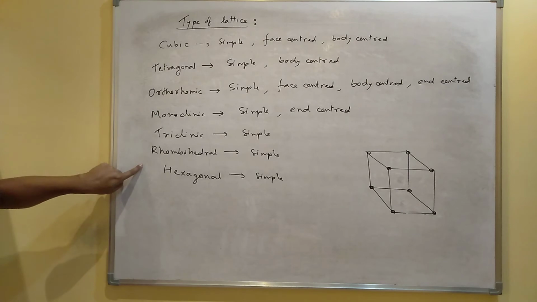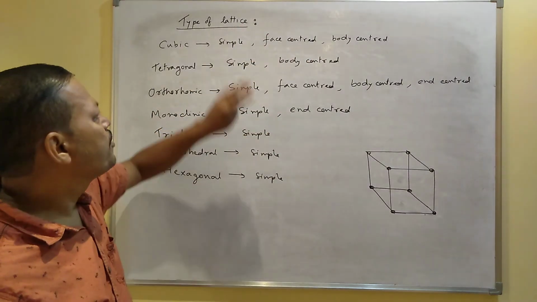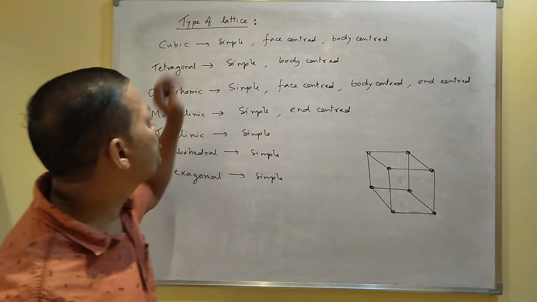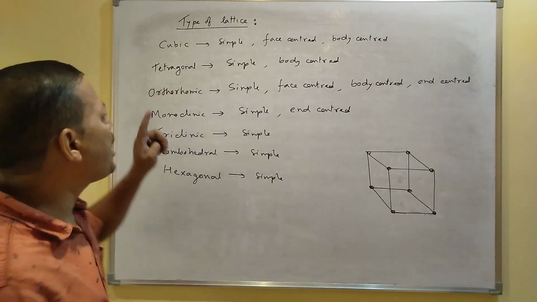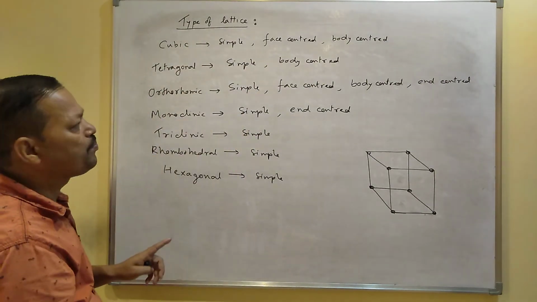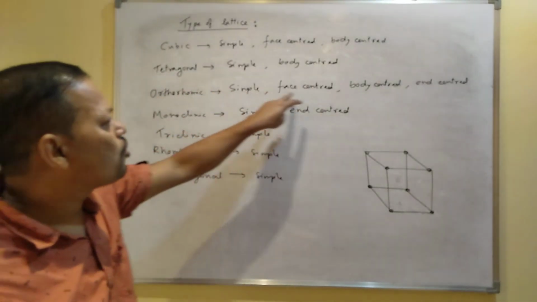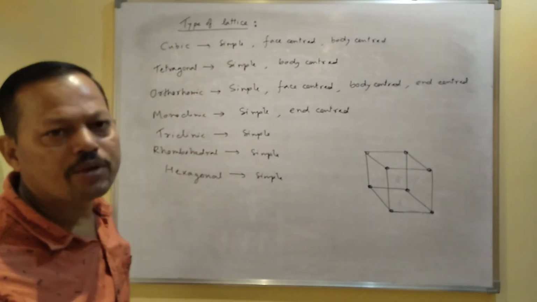These 7 types of unit cell can produce these types of lattices. Maybe simple cubic lattice, maybe face centered cubic lattice, maybe body centered cubic lattice, simple tetragonal lattice, body centered tetragonal lattice. I mean not every crystal system can produce all kinds of unit cell. Only orthorhombic can produce all kinds of unit cell. The other crystal systems cannot produce all kinds of unit cell.